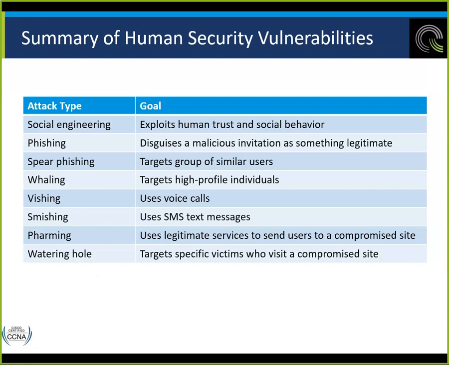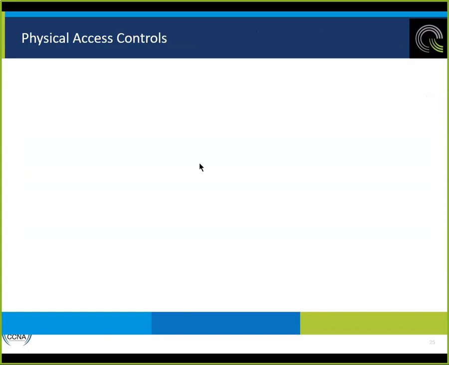So the summary of human vulnerabilities: social engineering exploits human trust. Humans are basically trusting, whether we think we are or not. Social behavior. Phishing disguises a malicious invitation as a legitimate one. Spear phishing targets a group of similar users. Whaling is going to go for the high-profile individuals. Vishing, voice calls. Smishing, SMS text messages. Pharming, legitimate services to send users to a compromised site. And then a watering hole targets specific users who visit a compromised site. The key to the compromised site is it's got to be compromised. You've got to have the ability to compromise it.